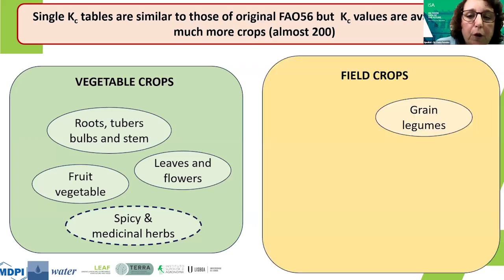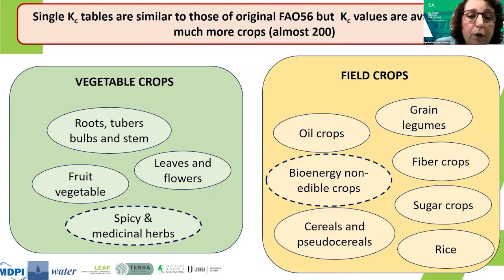Then we also have the field crops, where we have grain legumes, oil crops, fiber crops, sugar crops, and another one that is the bioenergy non-edible crops. And then we also have the cereals and pseudo-cereals, and we have also rice. Rice is apart from the other cereals because it has a completely different management, as you know. Most of the rice is flooded, but nowadays the technology is improving, and we are seeing that it's advancing also for sprinkler, and in some parts it's also being drip irrigated.